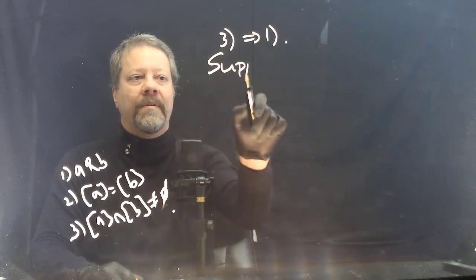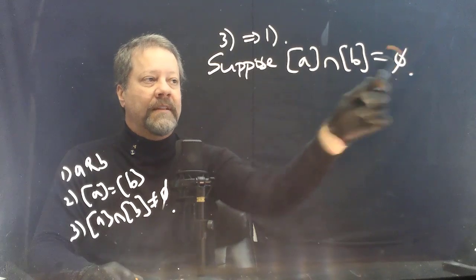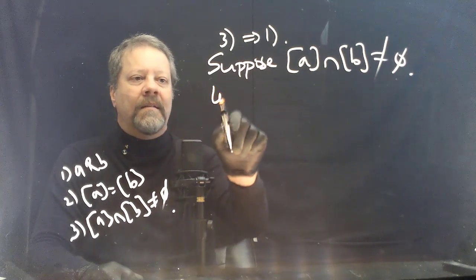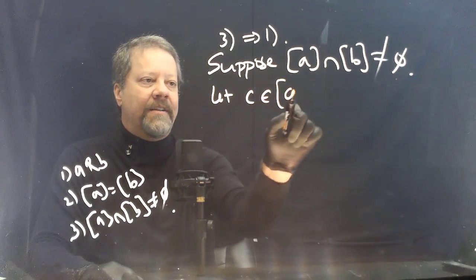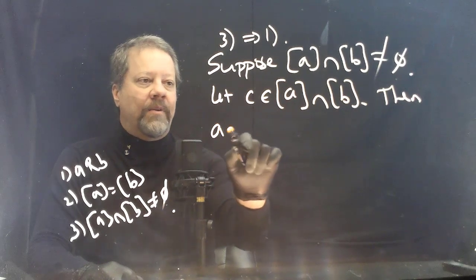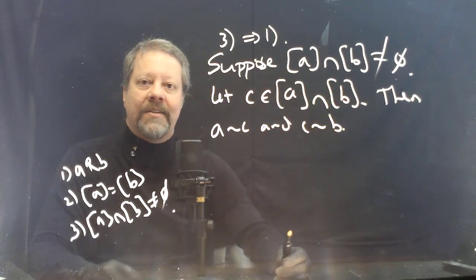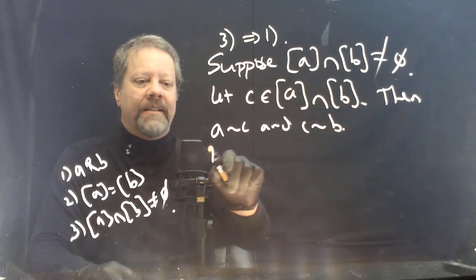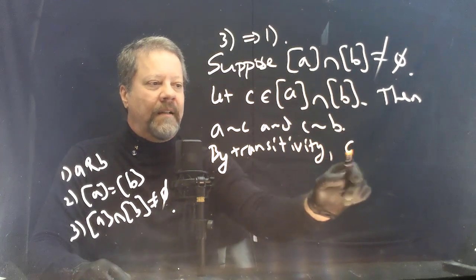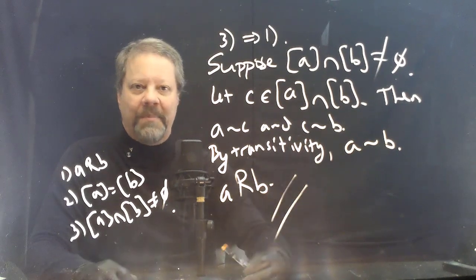So we suppose only that the two equivalence classes have non-trivial intersection, that their intersection is not the empty set. So let C be an element of that intersection. Then A is equivalent to C, and also C is equivalent to B. It's in both of these equivalence classes, so it's equivalent to both. By transitivity, A is equivalent to B, which means A is related to B. And that completes the proof.